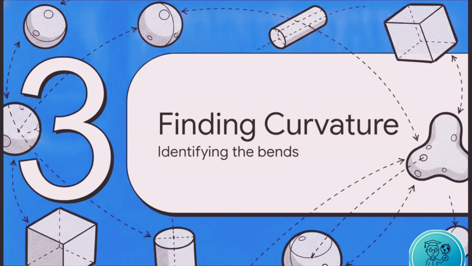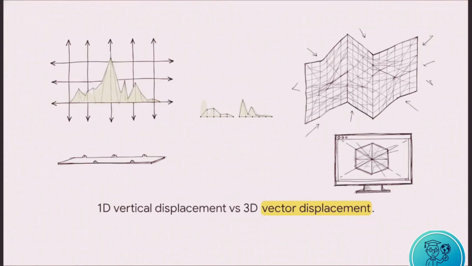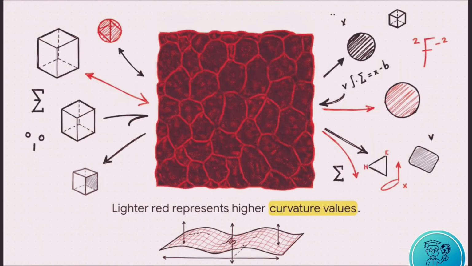Step 1. Finding curvature, or identifying the bends. Before the computer can render the details, it first has to figure out which parts of a 3D model are mathematically the most important to the human eye. If you look at standard 1D vertical displacement, it's just arrows pointing straight up. But with 3D vector displacement, you can actually see how the vectors map to the geometry. The arrows are angled. The computer is actively shifting points along complex angles instead of just moving them up and down, which is what allows the mesh to fold over itself and create really sharp edges. And here is how the computer actively hunts for those important spots.